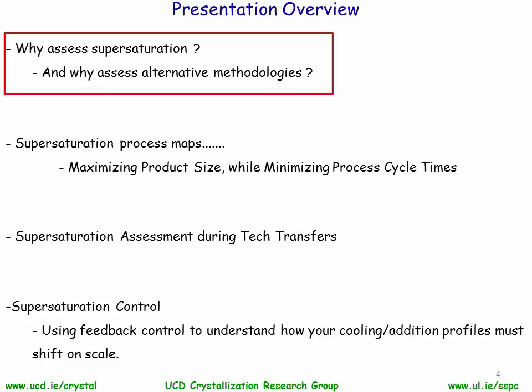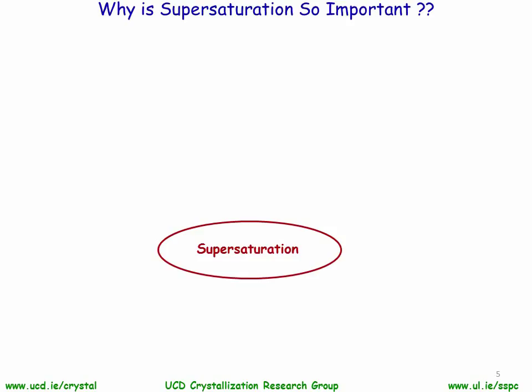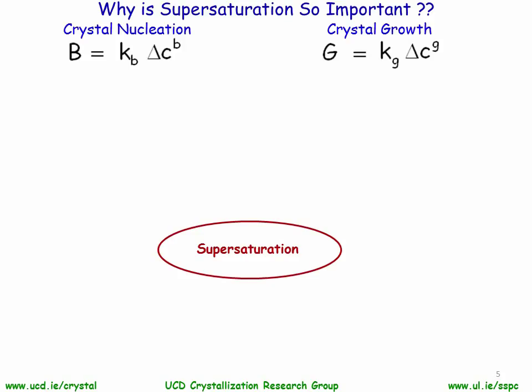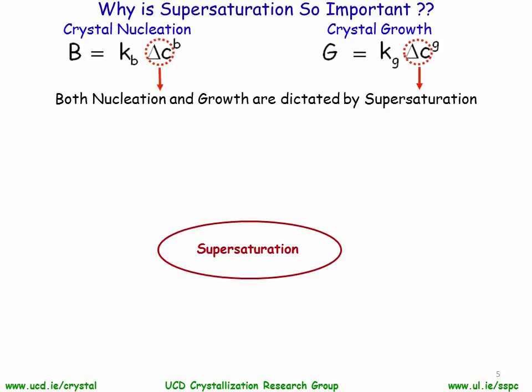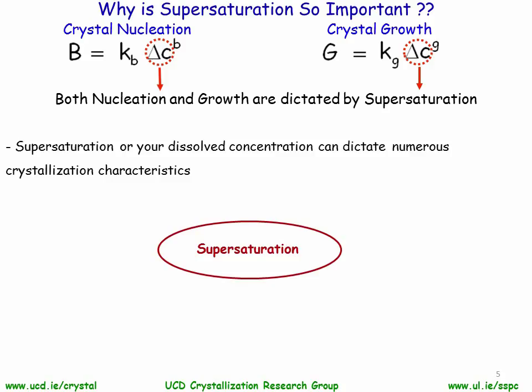So initially let's look at why we assess supersaturation. Why is supersaturation so important? Supersaturation is incorporated into the kinetic equations for crystal nucleation and crystal growth. Therefore supersaturation will dictate the particle size one achieves from a crystallization process. Obviously on scale, when supersaturation profiles shift, we see a difference in the crystal nucleation and growth observed. Hence crystallization scale-ups and tech transfers can be quite challenging.